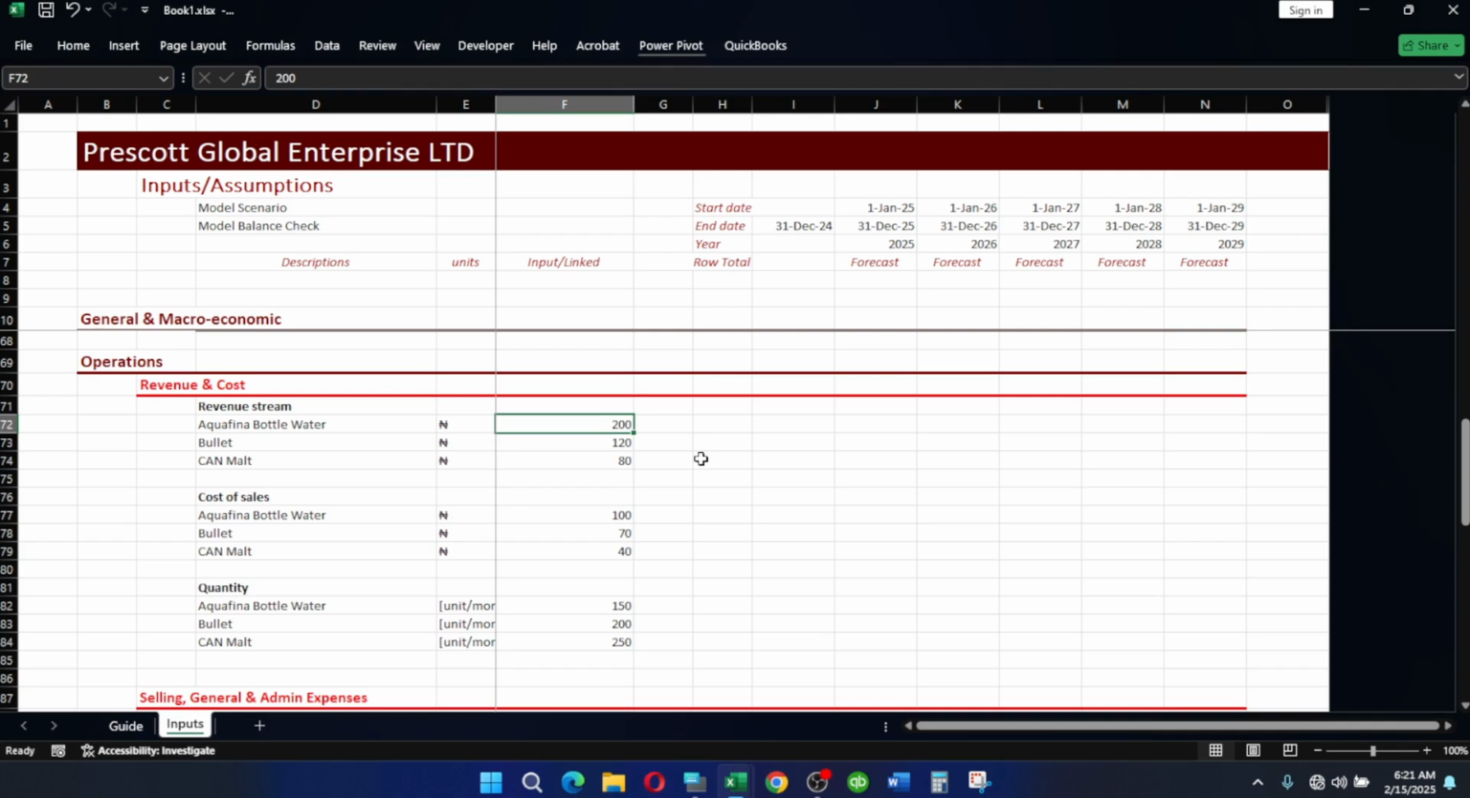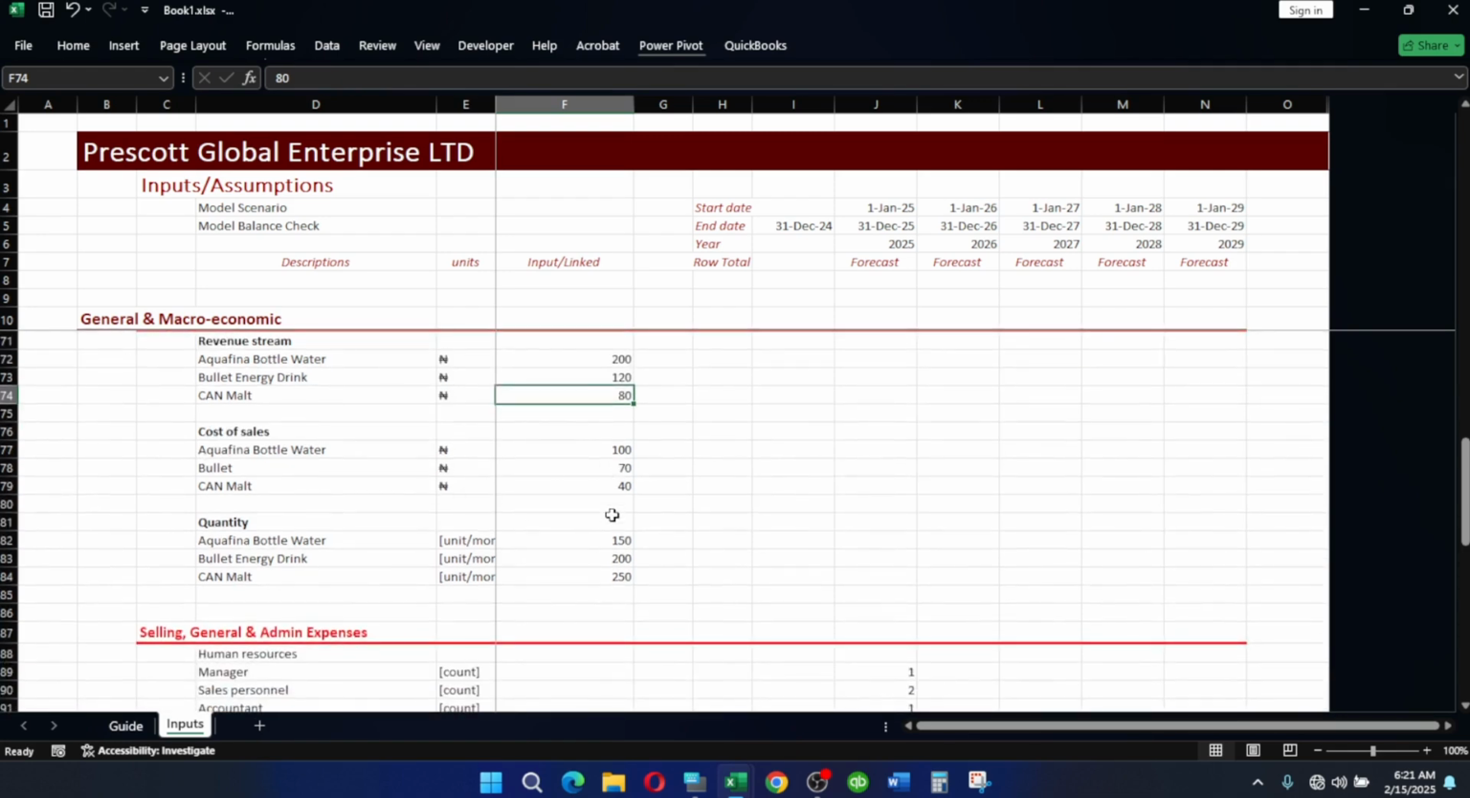and we are going to be selling a pack of bullet energy drink. Let me not use bullet, somebody will think I am saying energy drink. Okay, bullet energy drink, right? We want to sell it at 120 naira per pack. Then we have malts, canned malts. It could be any type of malt.